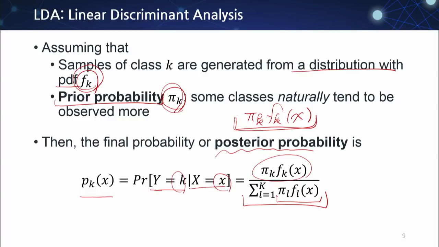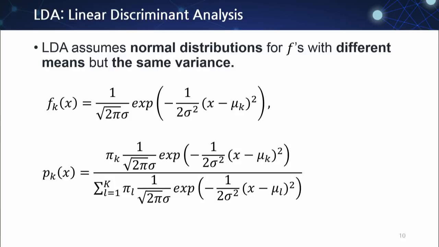This is the very general formula for posterior probability. Here the PDF of f_k can be any probability distribution. LDA specifically assumes a normal distribution for this f. Each class has a different mean, but they all have the same variance.